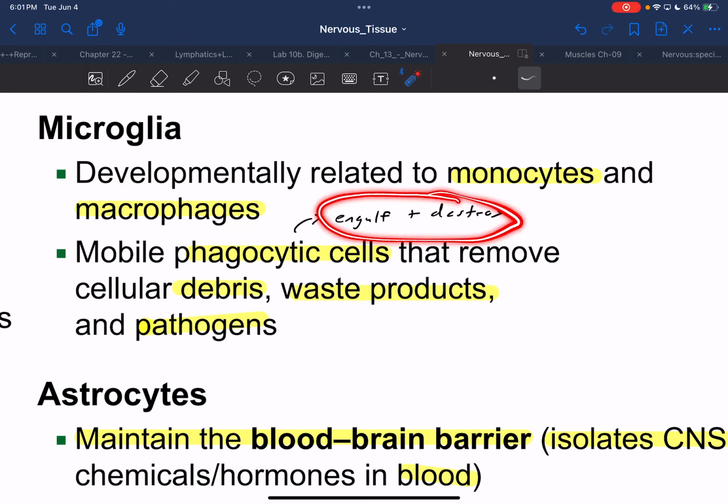Another word for this was phagocytosis. So they are phagocytic cells that engulf debris, waste products, and pathogens.